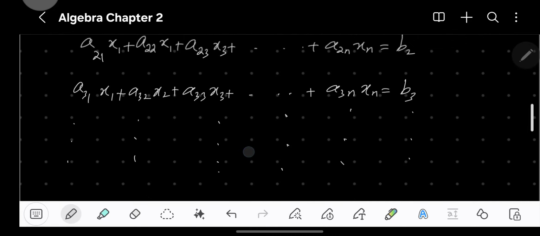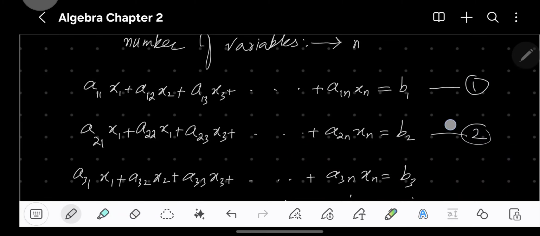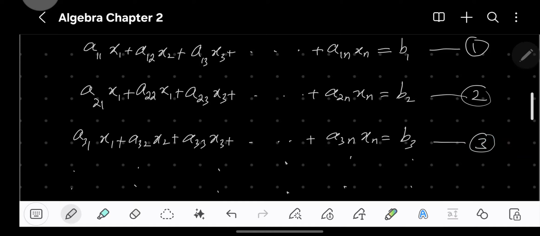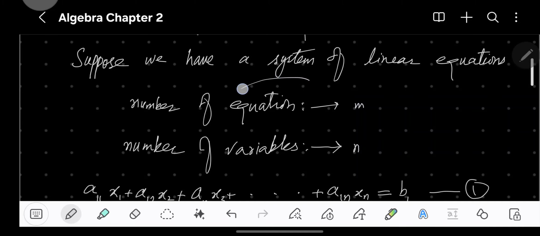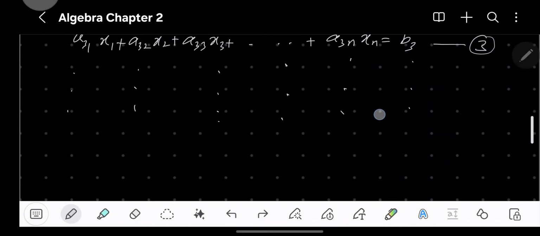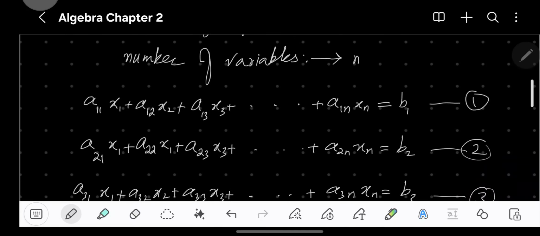And the last equation will be, okay, you can check that this is equation number 1, this is equation number 2, this is equation number 3. How many equations do we have? We have m equations. So the last equation must be equation number m, because we should have m equations. You can check that for the first equation my coefficients are a11, a12, a13, up to so on a1n.